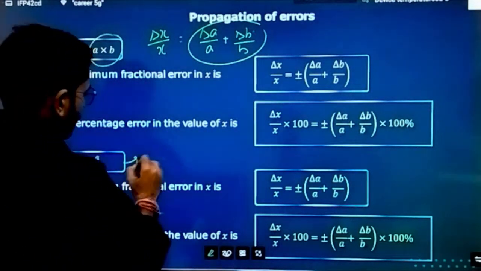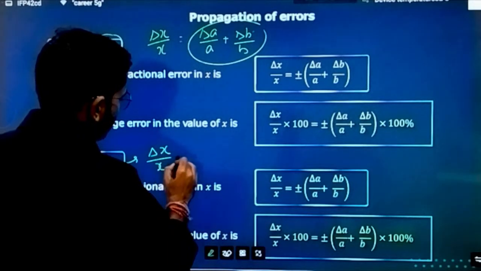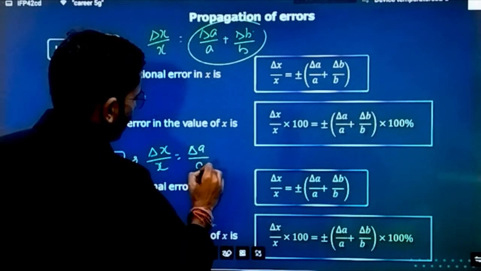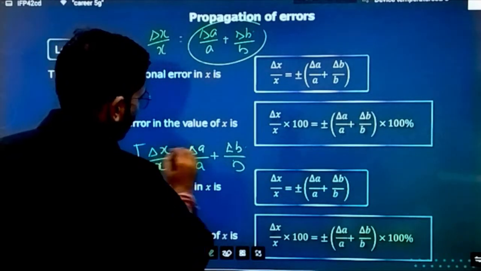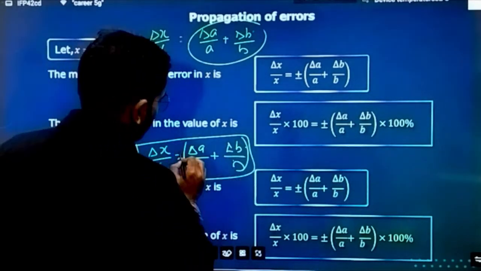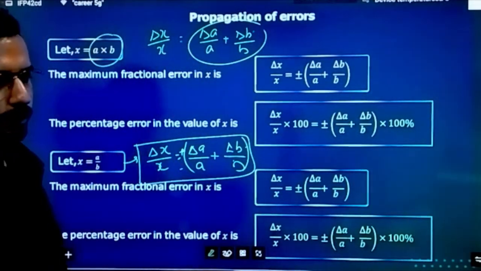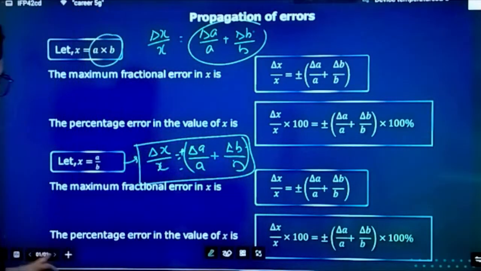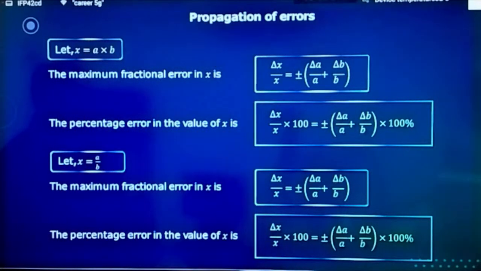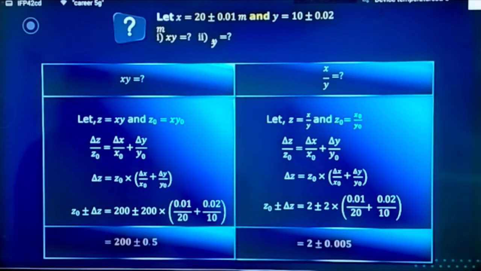If you have to write for division also, it is the same case. If it is the division case, again you will write the same thing, delta x by x equals delta a by a plus delta b by b. That's it. And of course, if it is an error, it can be plus or minus, so you will attach plus or minus. Just simply remember this thing. Okay. A slight change will come when there are exponentials.